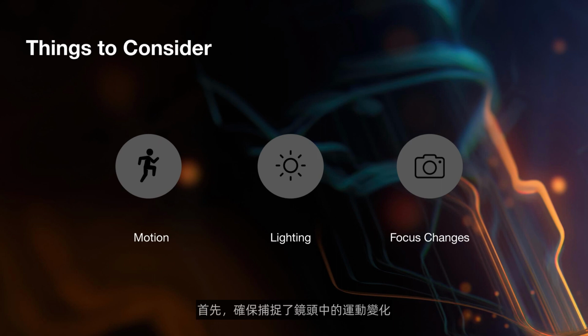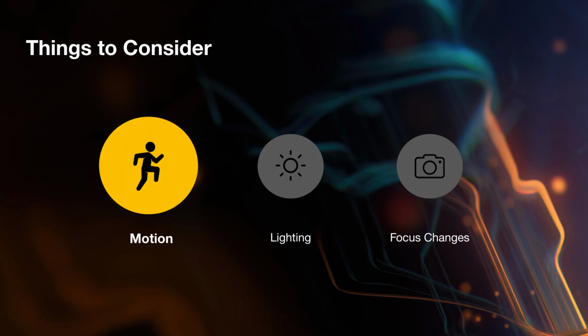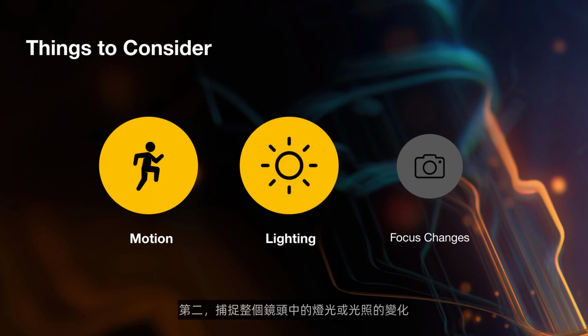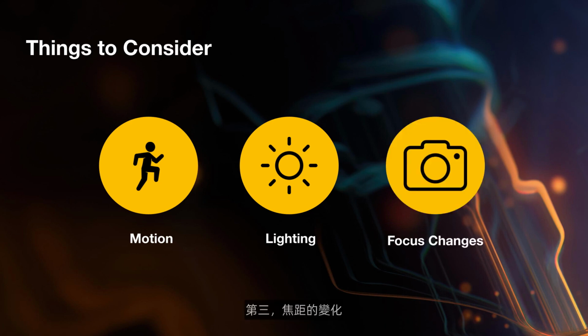First, make sure to capture variations of motion in the shot, whether that's camera motion or object motion. Second, capture variations of lighting or illumination across the shot. And third, changes in focus. So if the focus changes across the shot, it's recommended that both frames that are in focus and out of focus are selected as input.